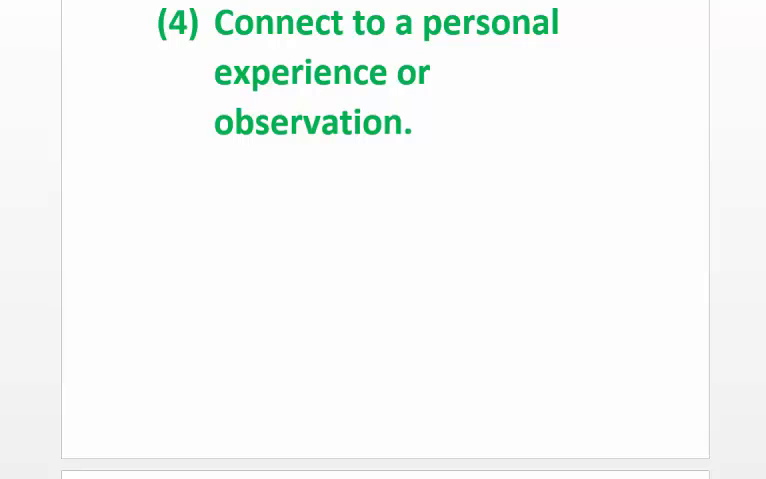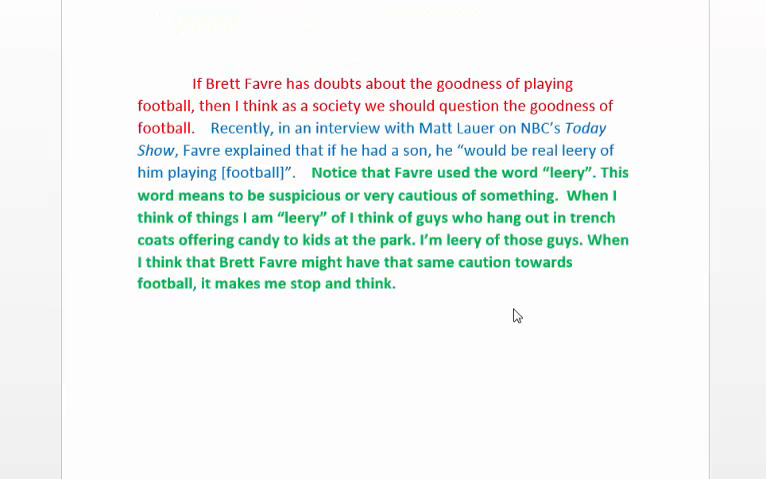I don't feel like this paragraph is quite over, so I'm actually going to use a fourth technique for explanation, and that is to connect to a personal experience or observation. Here's how I might slide in a personal experience in the explanation part of this paragraph.